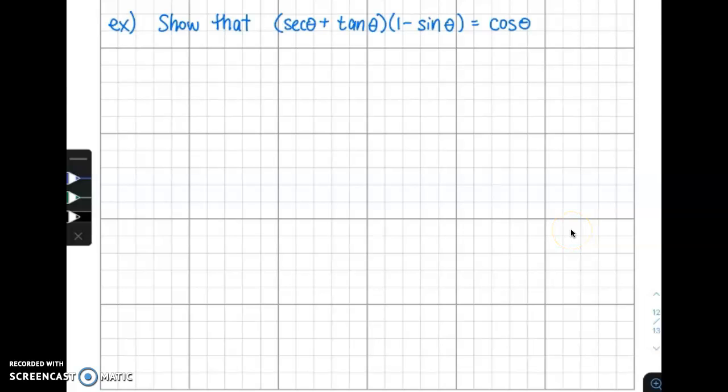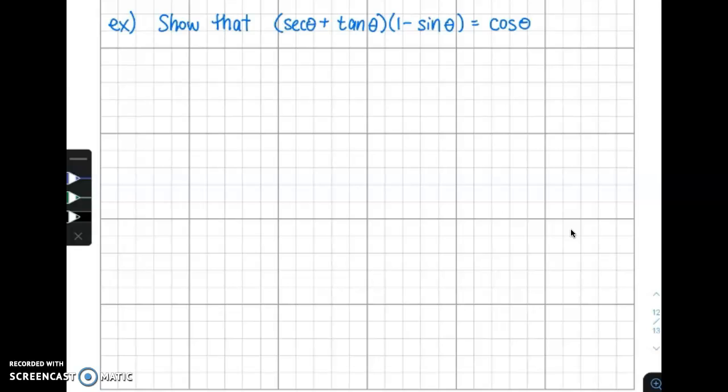So in this example, they give you a complicated left side of the equation, and they want you to simplify it to the right side of the equation. So this is a true statement. Secant of an angle plus tangent of an angle times 1 minus sine of an angle equals cosine of that angle. It's a weird statement, and they just want you to show that it's true.